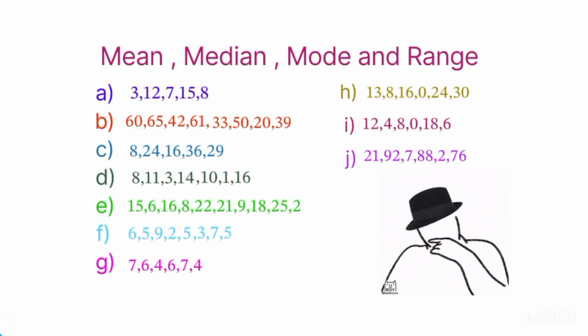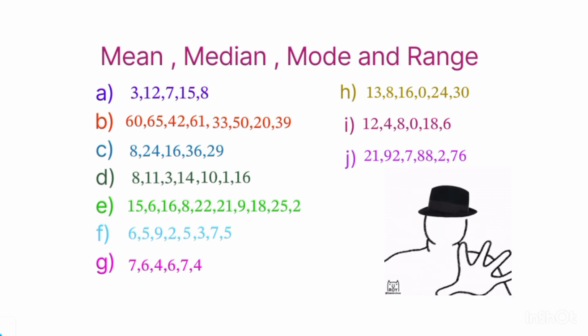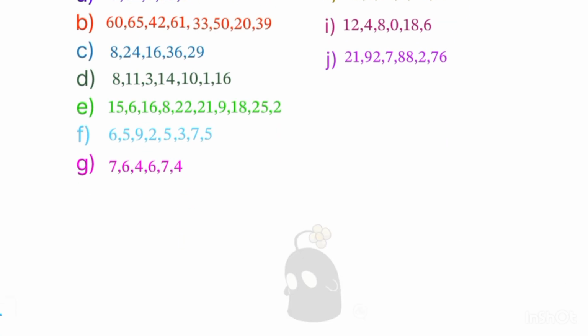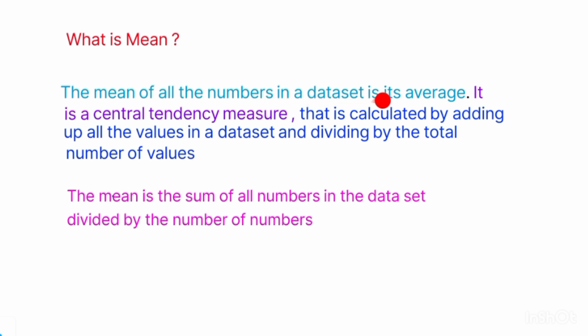In this video, we are going to learn how to find mean, median, mode and the range of a given dataset. So let's understand what is mean. The mean of all the numbers of a dataset is its average. It's the measure of central tendency and it is calculated by adding all the values in the dataset and dividing it by the total number of values. Or you can say that mean is the sum of all numbers in the data set divided by the number of numbers.